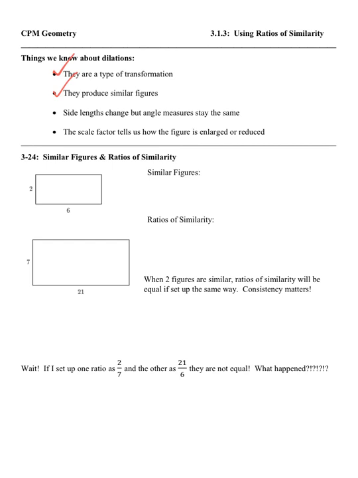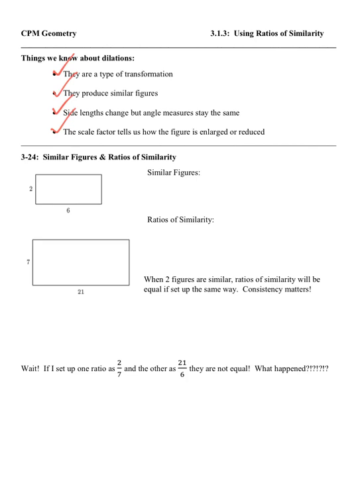When we perform a dilation on an object, side lengths change, but angle measures stay the same. And the scale factor that we use to shrink or enlarge, or sometimes keep the same size figure, tells us how we are changing things, by how much we are enlarging or reducing it.